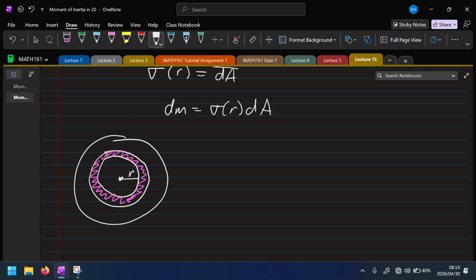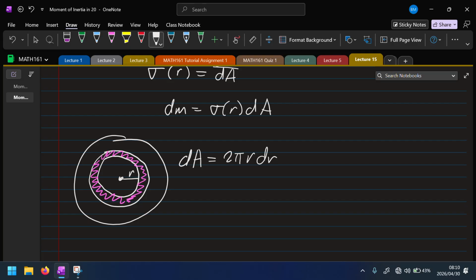So what is the area of this pink ring over here? Well, it's got a radius r, and it's got a little width to it, dr. So the area of the pink ring, dA, is going to be the circumference of the circle times the little width. Is that clear?